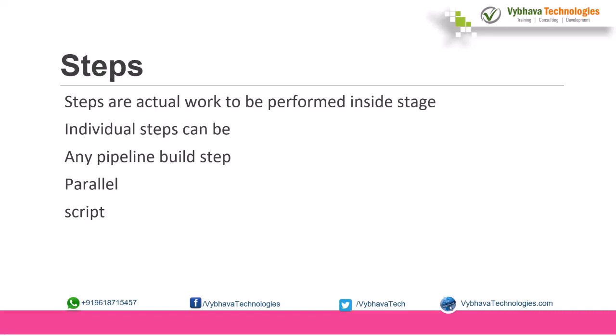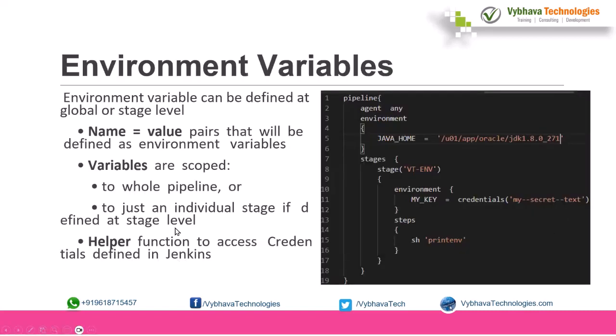So parallel is used to execute in parallel. Java is a multi-threaded programming language. That's why parallel is possible in Groovy scripting, in our pipeline scripting as well. Script is where we use a script format, and with sequence we can use one step after the other, and then the script option we are going to use. Okay, so we'll see the first level, that is environment.